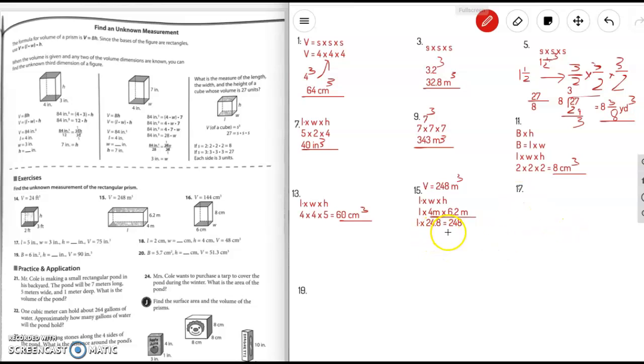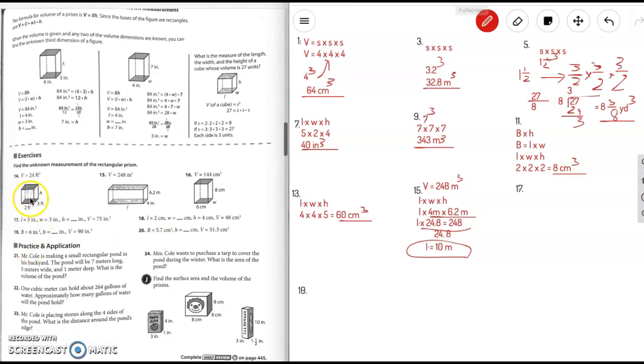And now we're going to use the inverse operation. We're trying to find the value of L, so we're going to divide, because the inverse operation of multiplication is division. So divide both sides by 24.8. And that will bring us to L equals 10 meters. That's our answer.